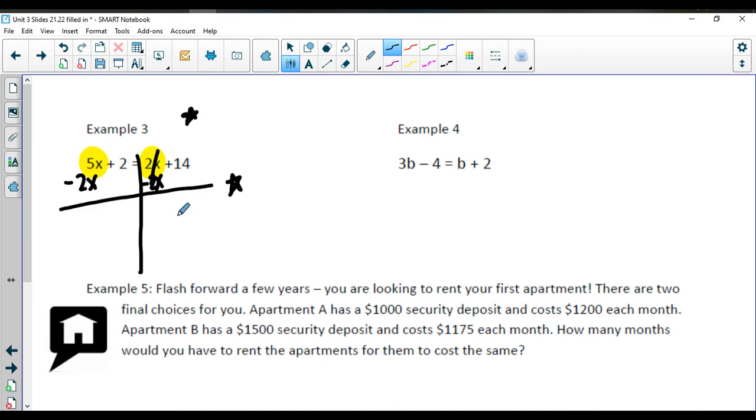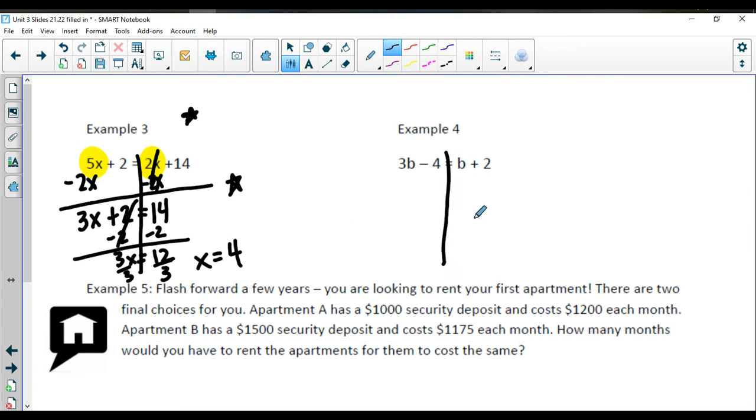So the 2x's cancel. This leaves you with 14 over here. 5x minus 2x is 3x, and you have a plus 2 that's going to come down. Subtracting your 2 from both sides, because now you're just at a two-step equation. 3x equals 12. Divide through by 3, and I get x equals 4 in this one. Go ahead, take a look at example number 4. I want you to identify which variable you're going to move and move it, and then go ahead, solve, get an answer for b equals.